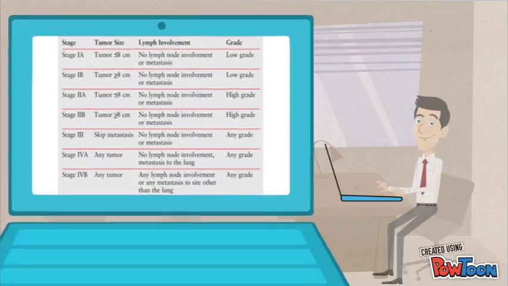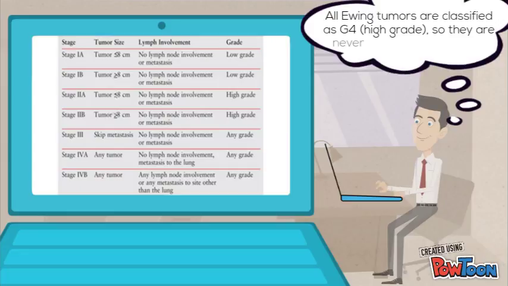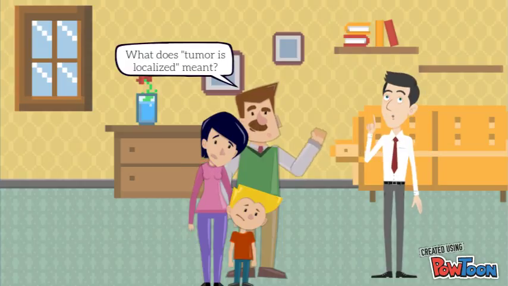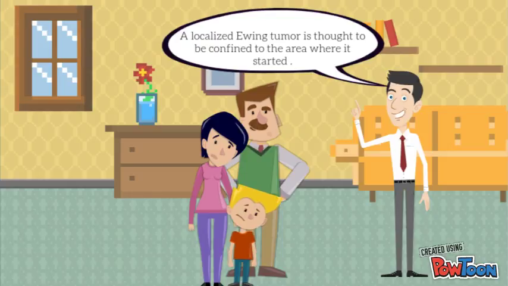It is important to know that all Ewing tumors are classified as G4, high grade, so they are never stage 1 bone cancer. What does tumor is localized mean? A localized Ewing tumor is thought to be confined to the area where it started.